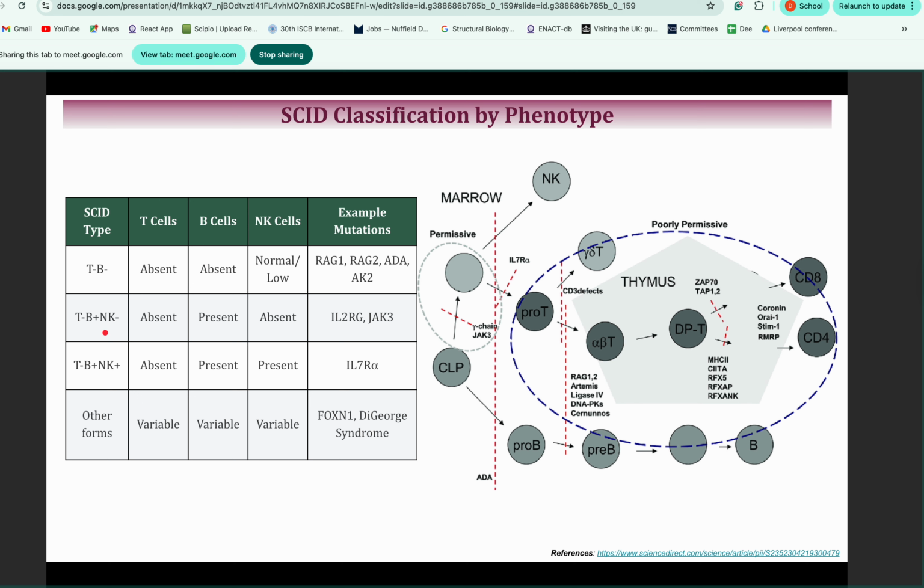Then comes T negative, B positive, NK negative. So keep this thing in mind that this minus symbol means what are the cells which are not present, plus means what are the cells which are present.